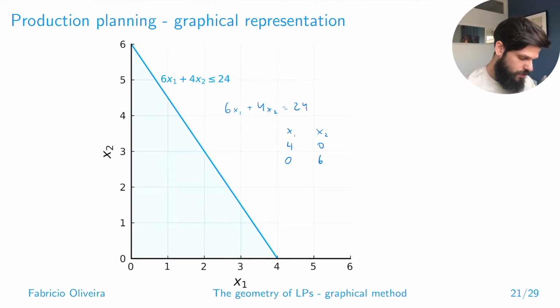And now to know whether I'm talking about this side or that side, just pick a point. You can pick 1, 1, substitute here. You see that 1 and 1 are going to give you 10, which is less than 24. So everyone else on this side has to be less than 24. One easy point to test is always 0, 0.